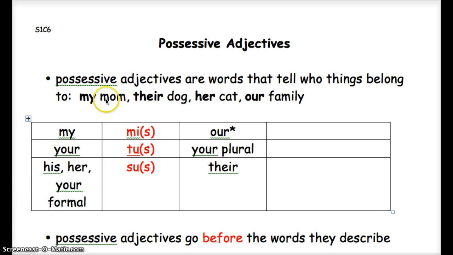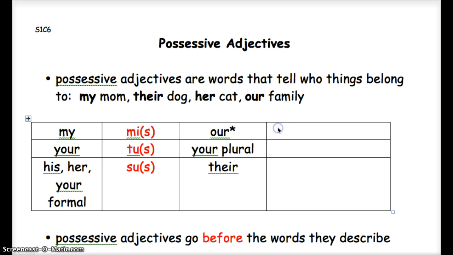So my mom, mi mamá. Mom is singular, so mi will be singular. But if you would say something like my dogs, then mi is going to become mis perros, because there's more than one dog, so it has to match the fact that there's more than one dog. The same thing applies with tu and with su.